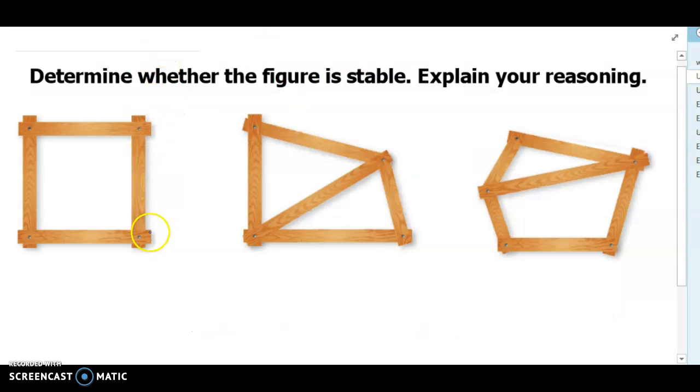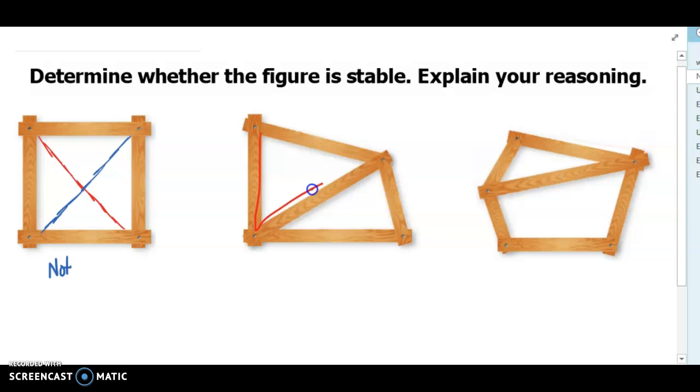Alright, so if we look at a few examples here, we want to decide if these are stable or if they are not stable. Now this one is not stable. The reason is because it looks like a square. To make it stable, we could either draw this diagonal here, or we can draw this diagonal here. We don't have to draw both, just one will do. That would make it stable, but as it is, it's not stable.